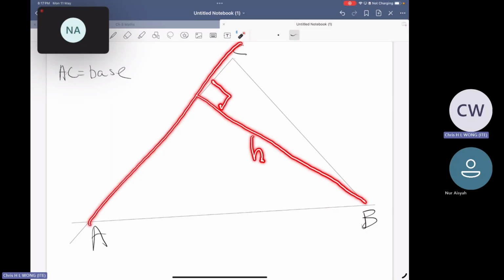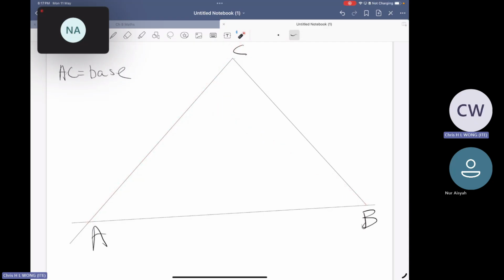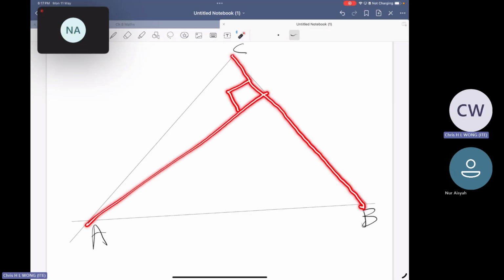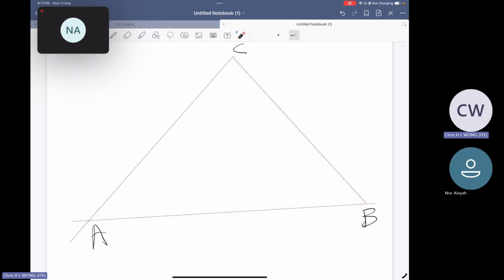You've got to draw it yourself. Now I change: CB is the base. Now I say this is the base. Where's the height? You've got to draw it yourself. You've got to draw 90 degrees. Okay. If I say this is the base, where's the height?